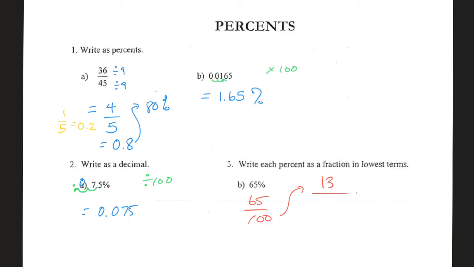Now on the bottom, let's say we didn't know what 100 divided by 5 was. Let's just do some short division. What's 10 divided by 5? 2. Write down your answer. Do I have anything left over? Nope. Put it together with the other 0. What's 0 divided by 5? 0. And there we go. 13/20, fully reduced. We know we're done.